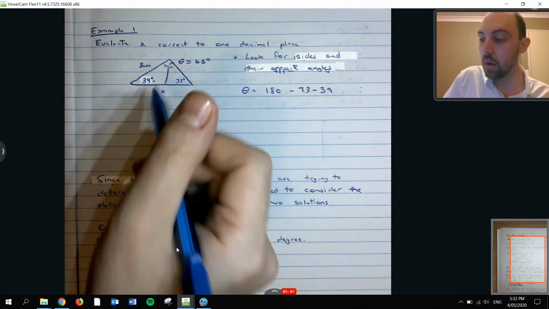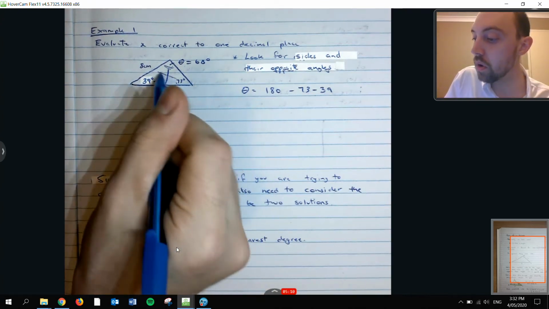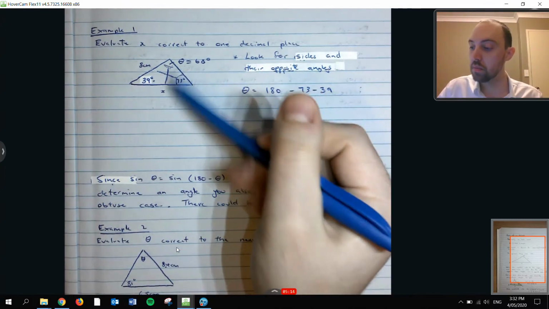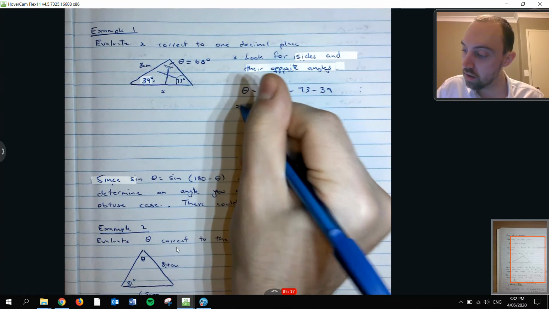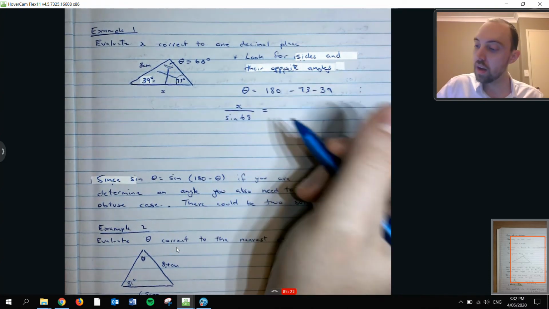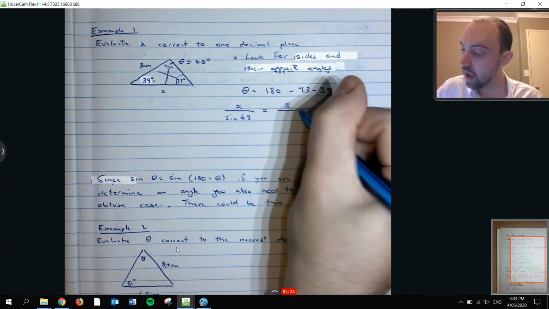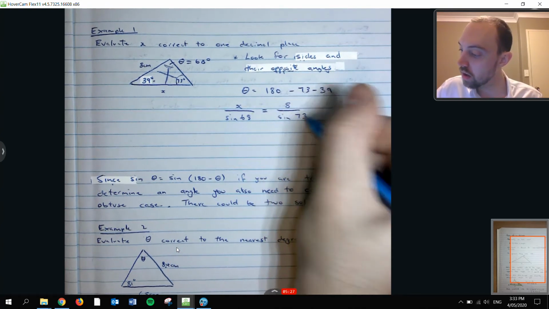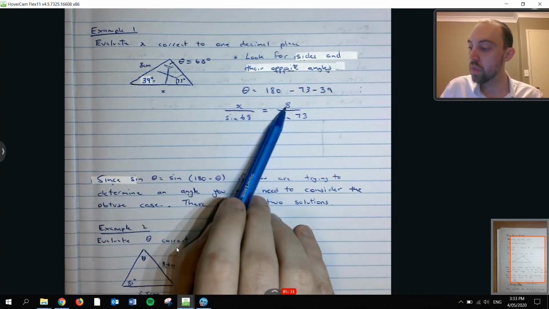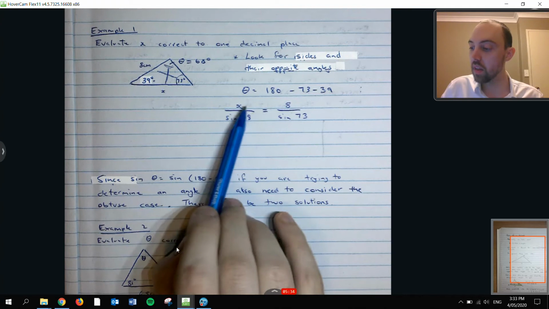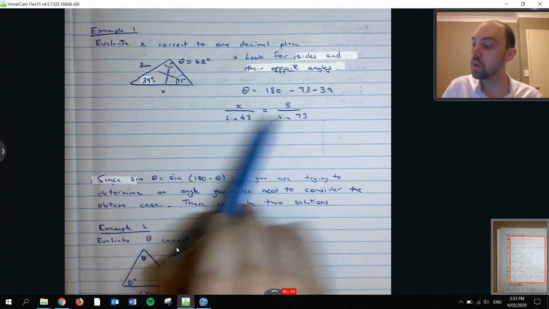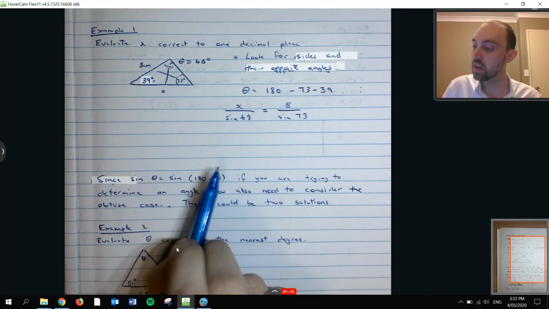And opposite sides and opposite angles, we know one side and we know its opposite angle here. So we've got a relationship between x and sine of 68 and 8 and sine 73, because that side and that angle are opposite one another. The unknown side x and 68 are opposite one another. So keep that in mind when you're doing your sine rule.